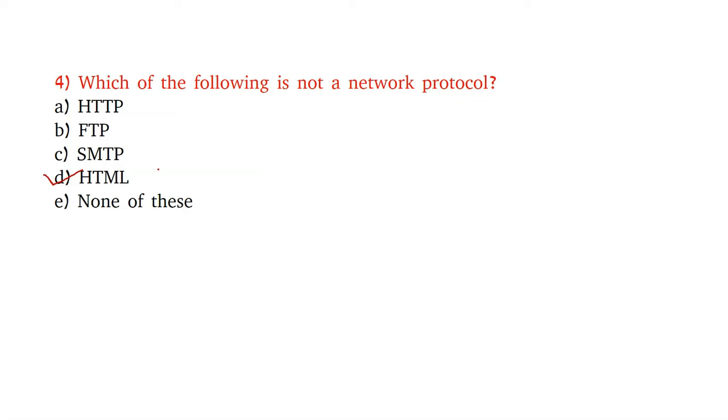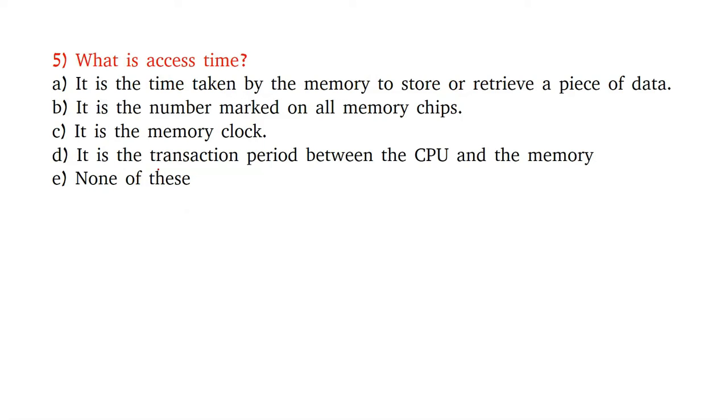Let's move to the fifth question. What is access time? A. It is the time taken by the memory to store or retrieve a piece of data. B. It is the number marked on all memory chips. C. It is the memory clock. D. It is the transaction period between the CPU and the memory. E. None of these. The correct answer will be A. It is the time taken by the memory to store or retrieve a piece of data.